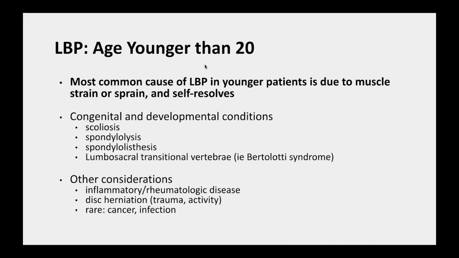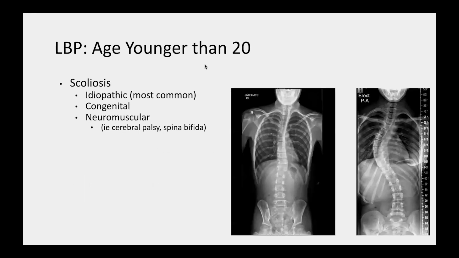So these may include congenital causes, so conditions that a patient might have had since birth, or developmental causes. These can include the following: scoliosis, spondylolysis, spondylolisthesis, transitional vertebra. And other considerations or other potential causes of low back pain in this patient age group can include inflammatory or rheumatologic disease processes, disc herniations if the patient had some kind of trauma or overuse activity, and rarely cancer or infection. So we'll go through a couple of these in the next few slides.